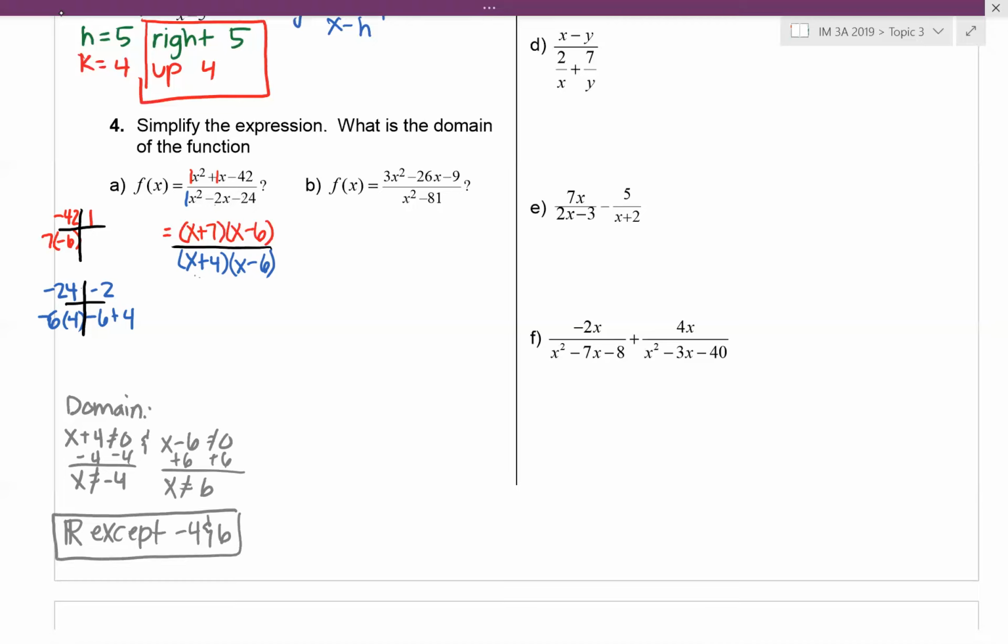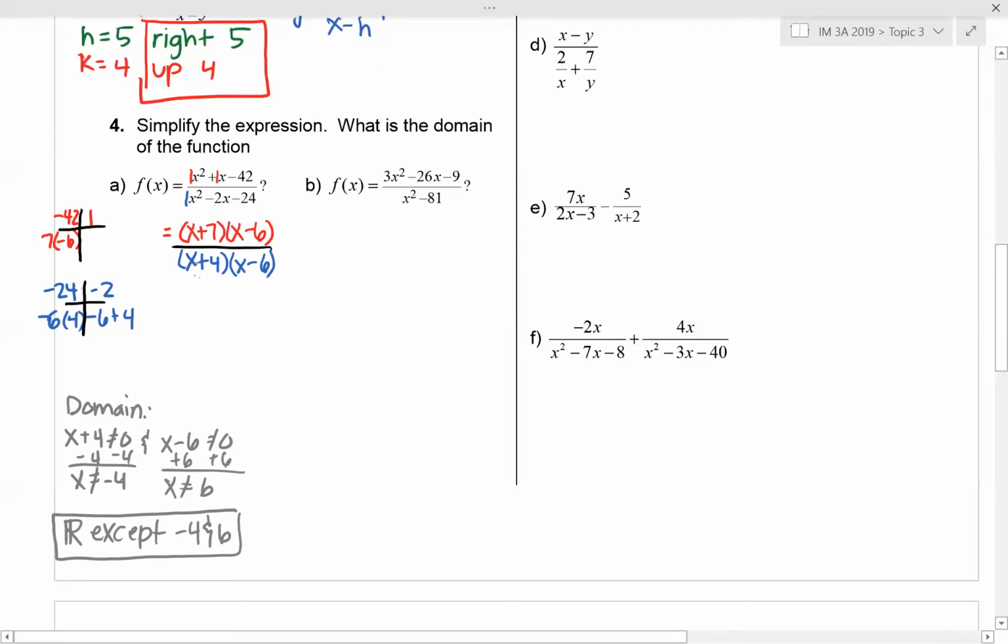When I reduce, if I divide both the numerator and denominator by x minus 6, so x minus 6 over x minus 6 reduces to 1. And so that means that the result for this is simply x plus 7 over x plus 4. So the simplified expression is x plus 7 over x plus 4. The domain is all real numbers except negative 4 and positive 6.